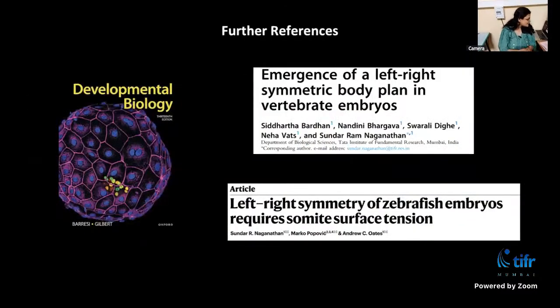Finally, if you're interested to understand more about left-right symmetry or understand more about development in general, these are some of the references which you can look up. So the developmental biology textbook by Gilbert is one of the standard ones across colleges, which is definitely a very interesting read for biologists who are interested in this. And our lab also has a review article on emergence of left-right symmetric body plan in different tissues.